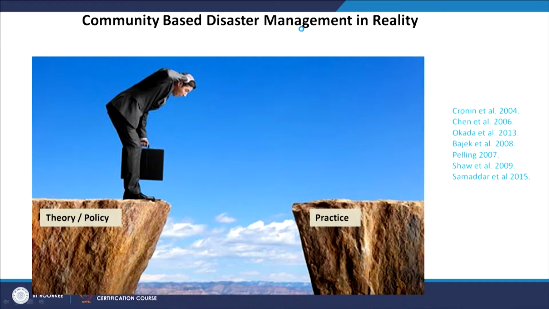But in reality, there is a huge gap. We are saying that we need to involve the community in disaster risk management, but actually it is not happening. There is a huge gap between policy and practice, theory and implementation. Why, after spending so much time, energy and money, do we fail to incorporate local communities into the decision-making process? Why do participatory disaster risk management programs fail? It could be in rehabilitation, it could be in preparedness, whatever.